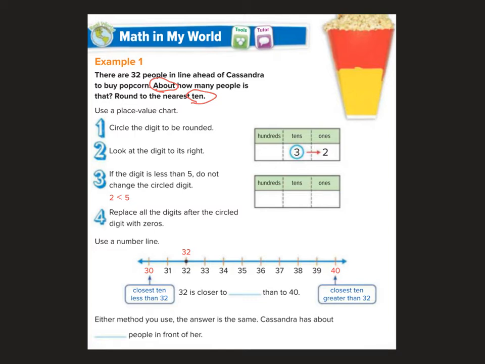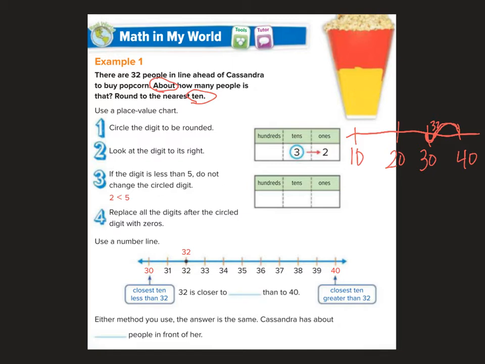Okay, so whenever it says round to the nearest 10, and sometimes we do round to the nearest 100 or the nearest 1,000, that means counting by tens. So if I count by tens, 10, 20, 30, 40, like if I were thinking about it on a number line, and then I put 32 where it belonged, that's about 32. I'm asking which 10 is it closest to? Is it closest to 30 or is it closest to 40?